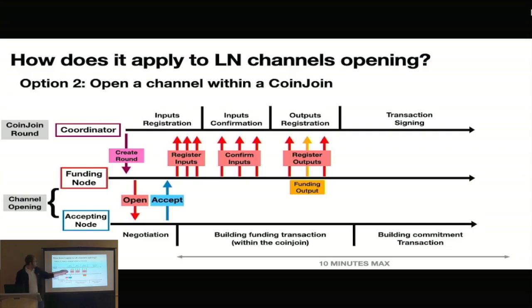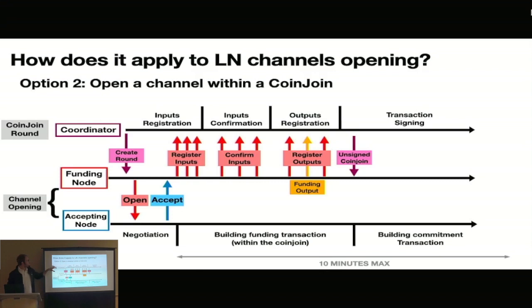Then they perform the registration. So first their input, they confirm them. Then they register their output. And one of them has to be the funding transaction output. So it's like a standard output, but it's paid to the script of the funding transaction payment. Broadcasting the CoinJoin including this output will mean that the channel is opened. This is our channel open. So one of the outputs it will register is the funding transaction that they agreed on with the accepting node.